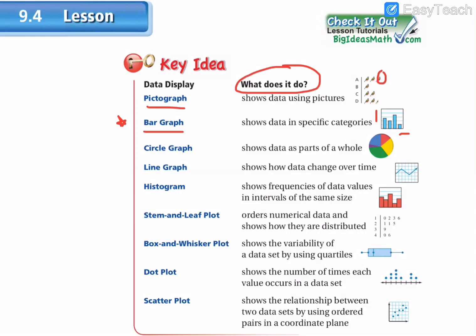Circle graph is also another one we're going to use a lot. This is showing data as parts of a whole. That's really important for you to note about a circle graph, is you're going to use this one most often when you're talking about a part of a whole population or whole amount of something. So typically we'll use percentages for that.